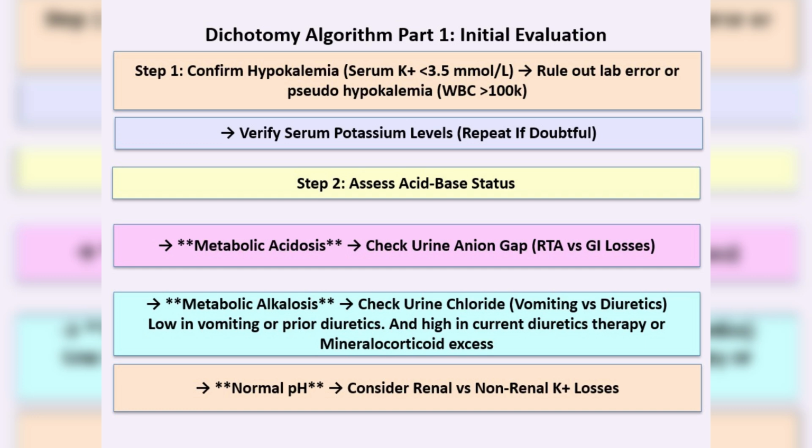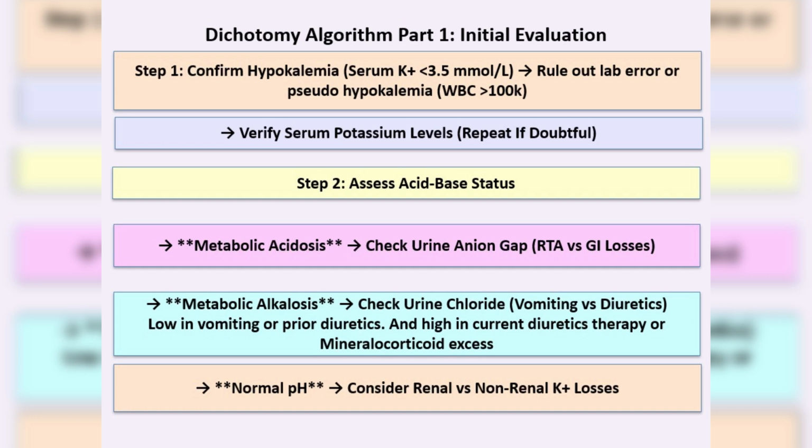And we also have to think about pseudohypokalemia. That's when it looks like hypokalemia on paper, but it's not really. Right. It can happen if there are a ton of white blood cells or platelets in the sample. They gobble up potassium, making it look artificially low. So confirm the basics first.